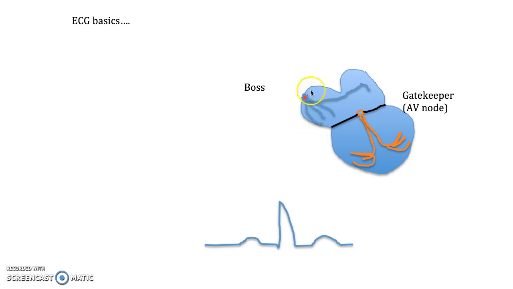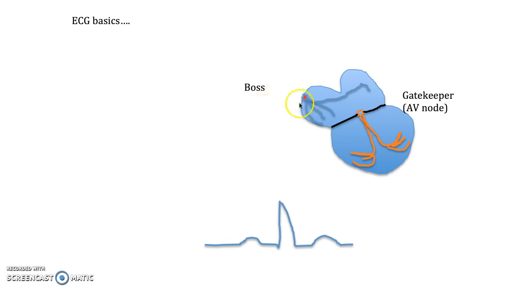Well, first of all, we have this impulse triggered off by the boss. I like to call this the boss because this is in charge of the heart. This is the big one, it sits at the top and it's responsible for electrical activity through the heart, for initiating each beat, each impulse. This is also known as the sinoatrial node. You may want to take notes.